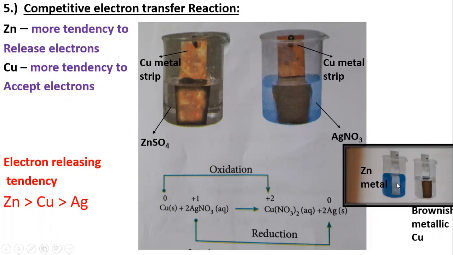This will be the small box, right? This represents the previous one that we did for the metal displacement reaction. And here we are taking the same, but here what happened? We are just reversing it. Previously we took zinc metal, but here in this competitive electron transfer reaction we take a copper metal strip and then zinc sulfate solution, instead of copper sulfate solution.